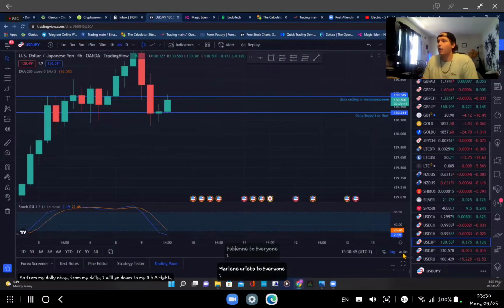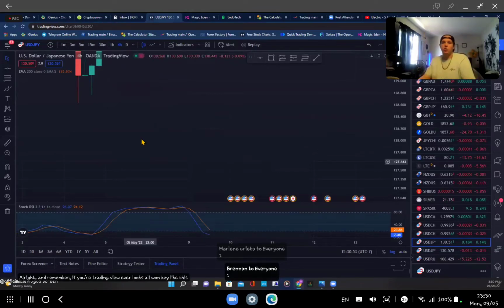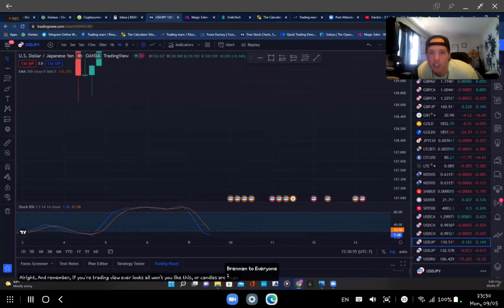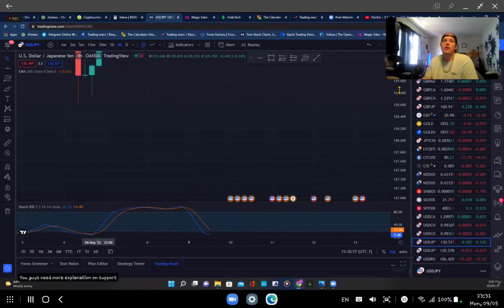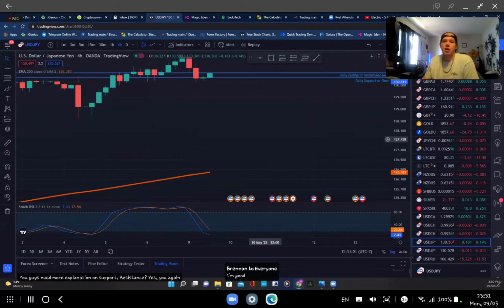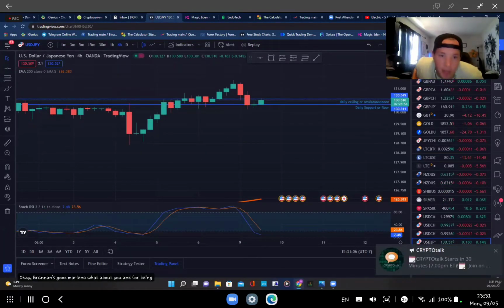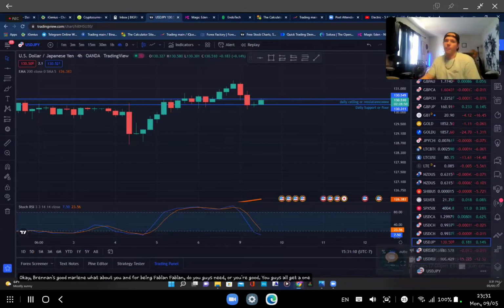All right. And remember, if your TradingView ever looks all wonky like this, or candles are huge, one, you guys need more explanation on support and resistance? Yes? You're good? Okay, Brennan's good. Marlene, what about you? And Fabian? Do you guys need, or you're good? You guys are good to go?